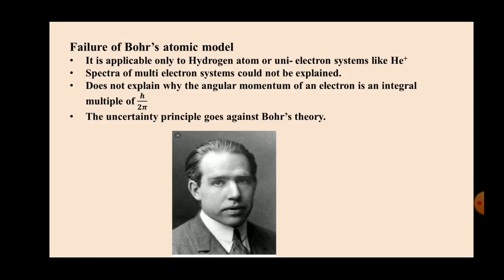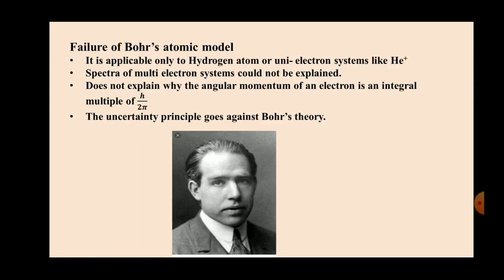Now in the case of helium, atomic number is 2. Here He plus is written. Plus means 1 electron is removed. So how many electrons remain after removing 1 electron from the 2 electrons? Only 1 electron remains. So this type of system contains 1 electron. He explained the atomic model with respect to atoms which contain 1 electron. So this is applicable only to the hydrogen atom or uni-electron systems like He plus, Li 2 plus, like that.